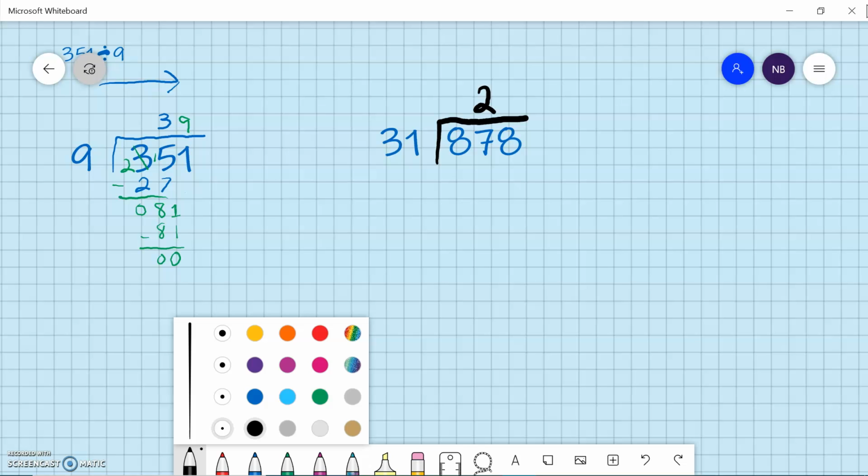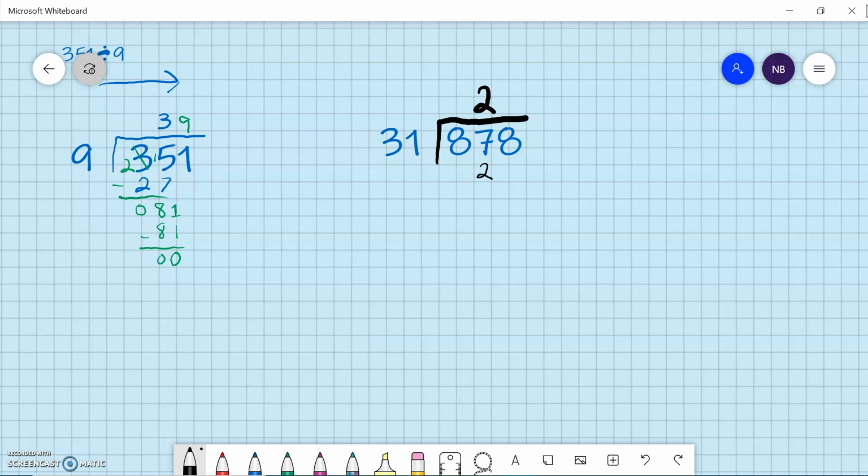So I'm going to do 2 times 1 is 2, and then 2 times 3 is 6. And we'll do our subtraction. 7 minus 2 gives me 5, and 8 minus 6 gives me a 2. All right, so now with this being said, 25 is the difference I get after I subtract here. I need to bring my 8 down.